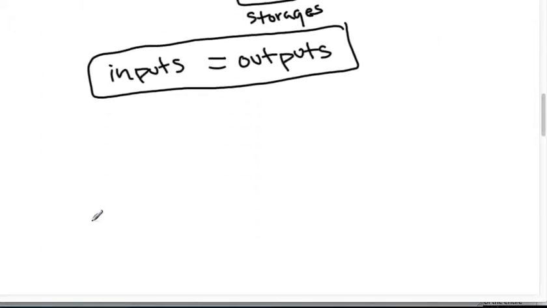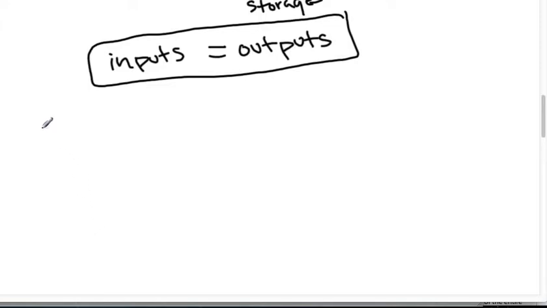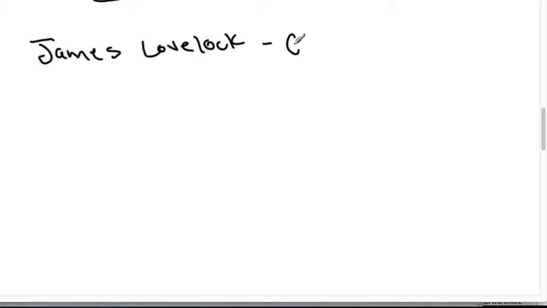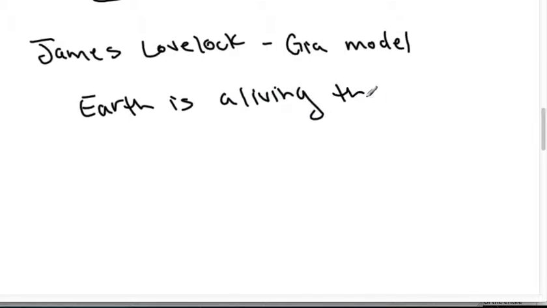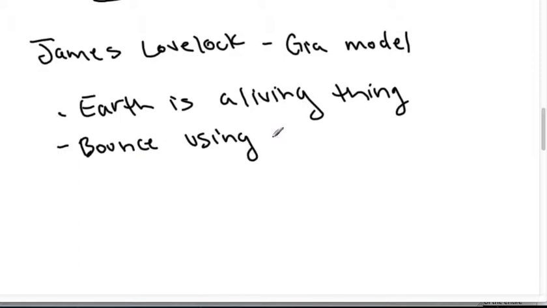Now, in terms of systems, there's one big example you need to know as a philosophy. So James Lovelock, he's kind of this first guy to kind of put the history and the science together in terms of looking at the world. And he called it the Gaia hypothesis, or the Gaia model. And he said the Earth is a living thing. And he said earlier the Earth was alive and it was able to bounce back using negative feedback. And we'll talk about more of what that is in class.